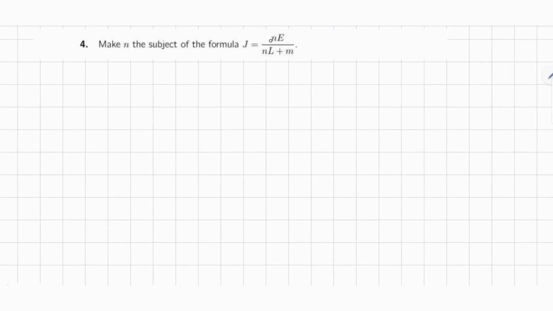For the fourth question, we have J equals n times E over n L plus M. We have to make n as a subject of the formula. To do so, I'm going to multiply the entire equation by n L plus M. Next, I'm going to expand the bracket. So multiplying each term, I have J times n L plus J M equals n E.